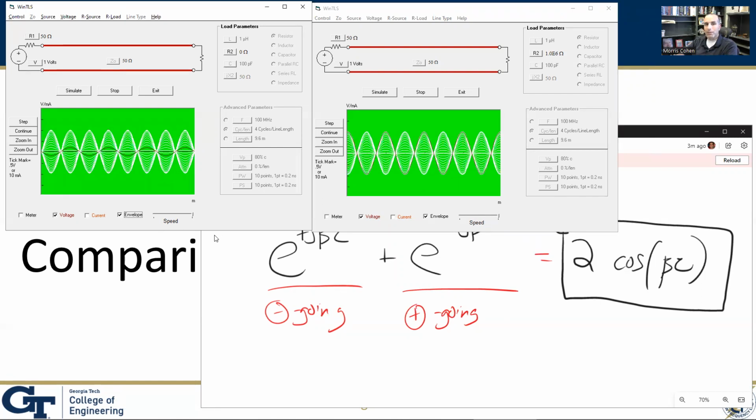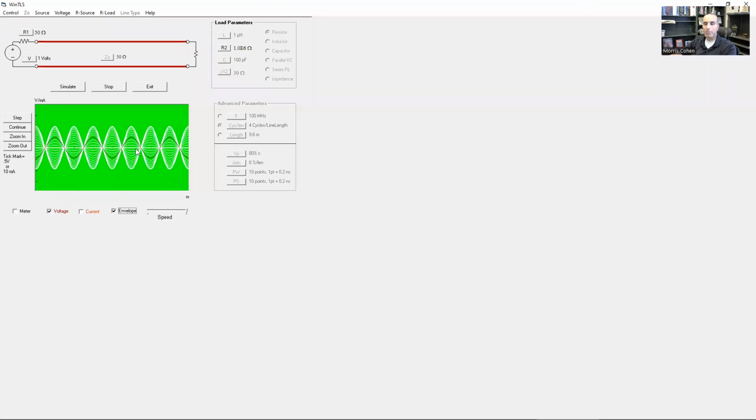The only difference is in the case of a short circuit on the load, you have a null in the voltage, and if you walk away by a quarter wavelength, you have a big swing in the voltage. It's exactly the opposite for an open circuited load. You've got a big swing in the voltage right close to the load, and as you walk a quarter wavelength away, you have no voltage at all. All right, so what we're seeing here is basically a manifestation of the input impedance. To see that, I'm going to click on current so we can see how those relate to each other. Let me turn off the envelope. Actually, I'm going to turn it on.